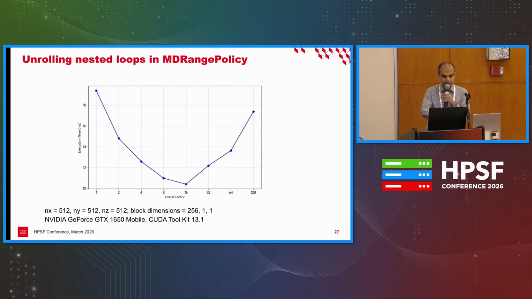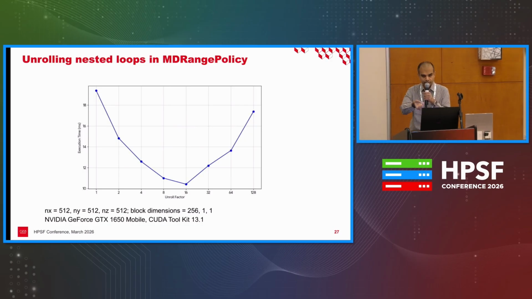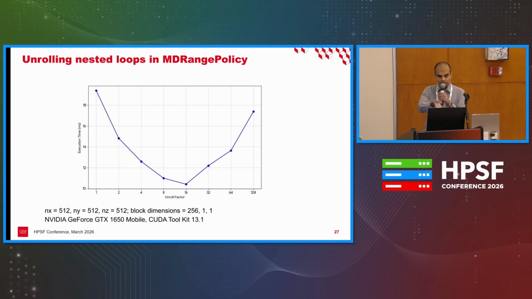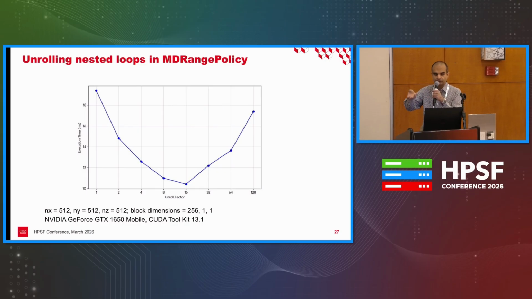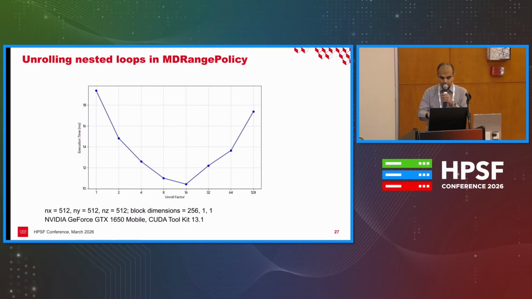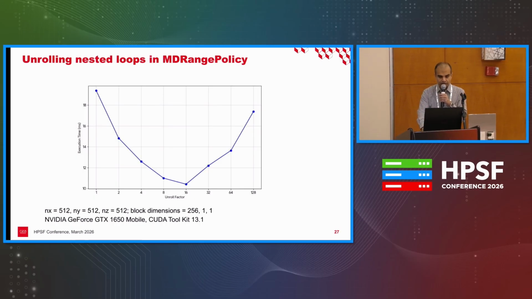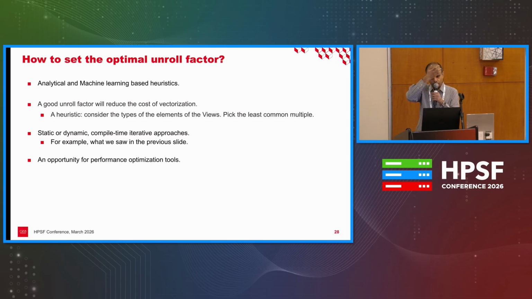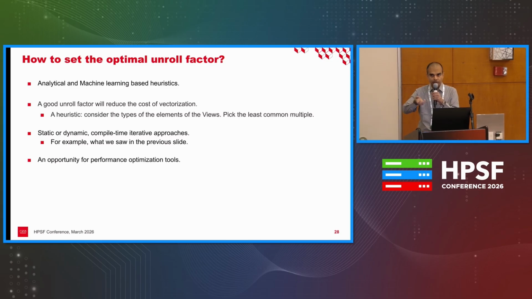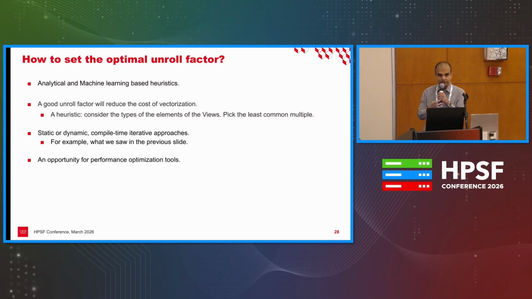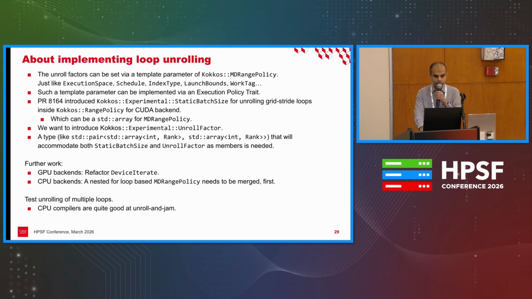So you do see that there is performance improvement with a suitably chosen unroll factor, and this unroll factor is along the Z direction in this case for a 3-dimensional problem, a stencil computation. Looking at a plot like this leads us to the natural question: how to choose this unroll factor? There are heuristics, machine learning based techniques and so on to do this, and also iterative compilation approaches to choose this unroll factor. And again, that is an opportunity for performance optimization tools in the Kokkos community.